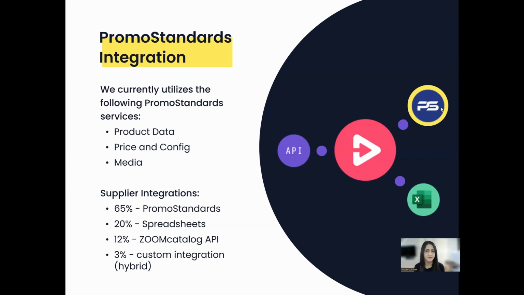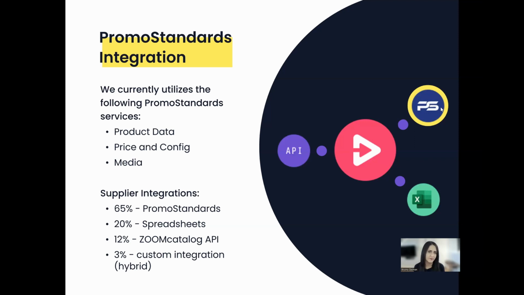But the 3 services we use to power ZOOMstudio are the product data, price and configuration, and media. So these are the core ones as it relates to marketing data. Now down the road, we likely will start to use some of the other services like inventory and so forth. But these are the 3 that would be required if you'd like to use PromoStandards fully for your integration.